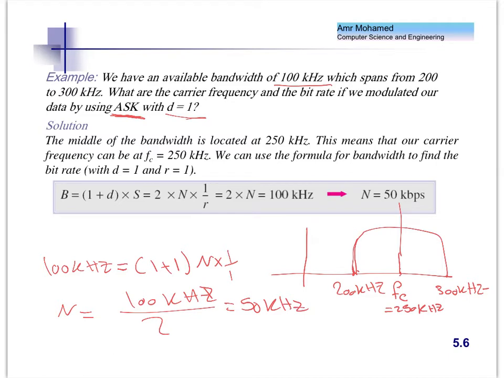Clear, guys? So this means that the maximum bit rate that I can have with a bandwidth of 100 kilohertz, using ASK, is actually 50 kilobits per second. So N is the bandwidth over 2. Any question in this example, guys?